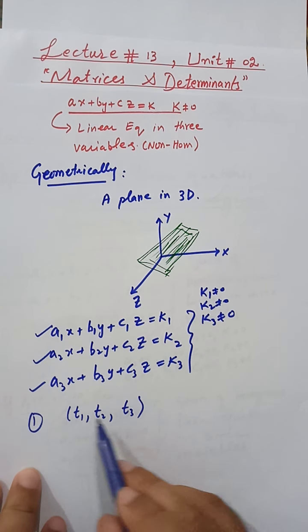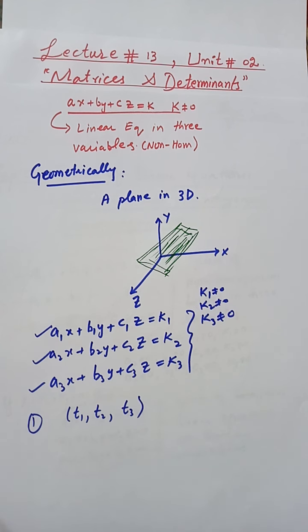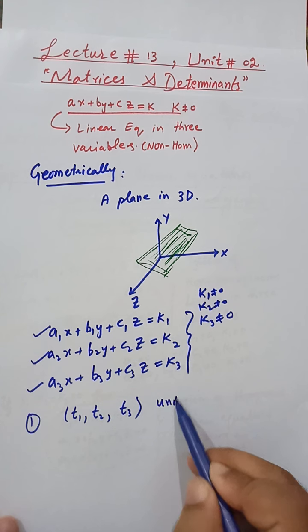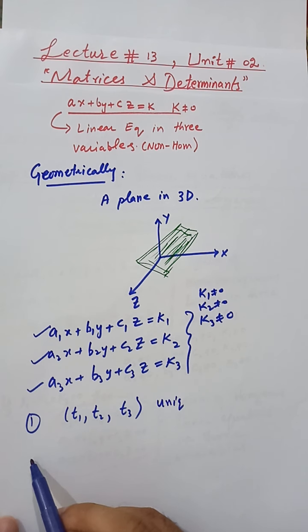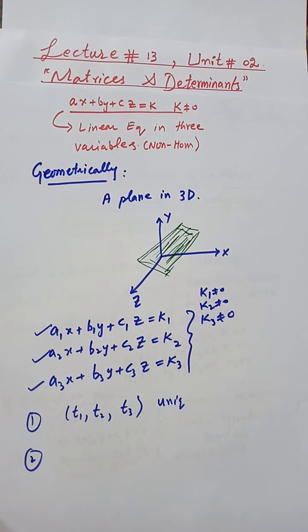So in that case you will get a unique solution if there is a unique point of intersection of three planes in three-dimensional space, at a single point. So in that case you will get a unique solution. If three planes lie on each other, meaning every point of each plane is intersected with the points of the other two planes, so in that case we get infinitely many solutions.